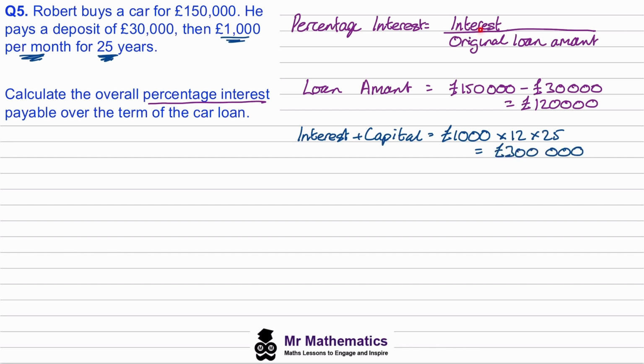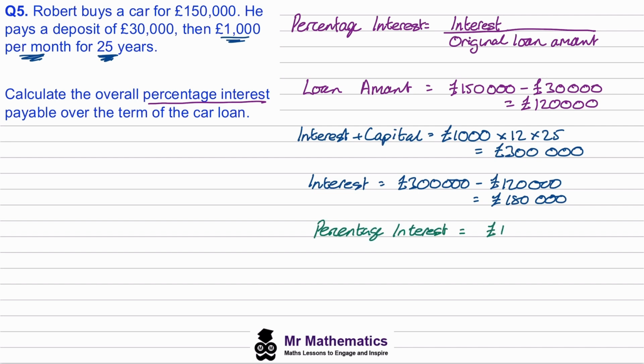But what we want here is the interest. So we need to take away the capital. And the capital is what we've just worked out here. So this will be the 300,000 minus the capital, which gives us an interest of £180,000. So now we can work out this percentage interest. We'll have the interest of 180,000 divided by the original loan amount, which is 120,000.